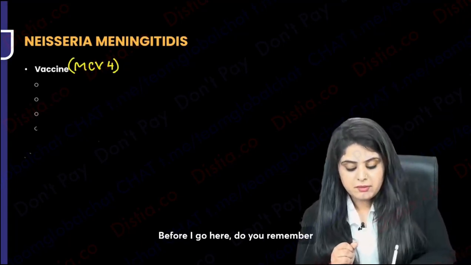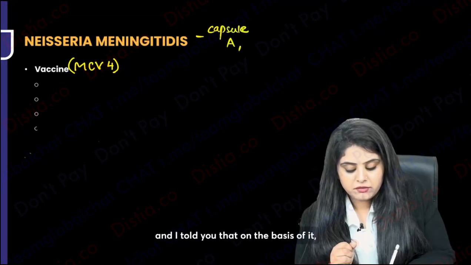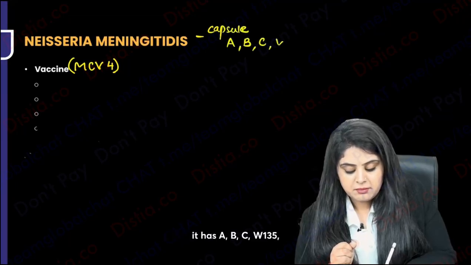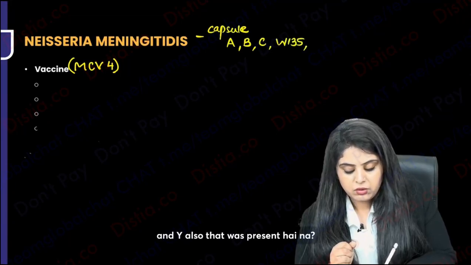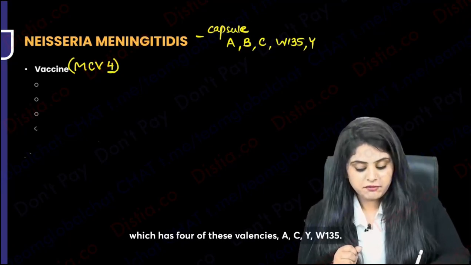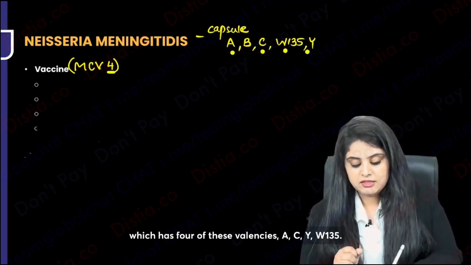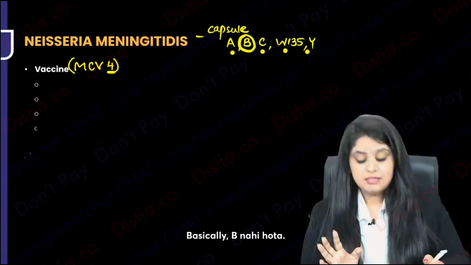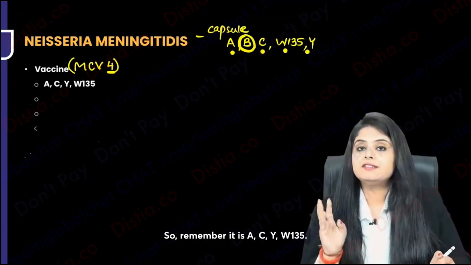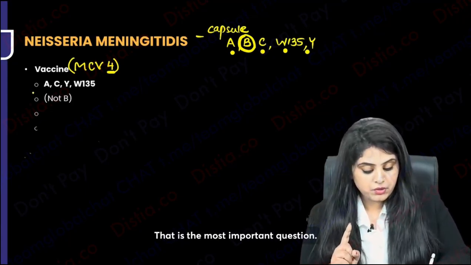Before I go here, do you remember it had a capsular polysaccharide? And I told you that on the basis of it, it has A, B, C, W135 and Y that was present. Now I have a vaccine which has 4 of these valencies: ACYW135. Basically, B is not there. That is what you have to know. So remember, it is ACYW135. B is not there. That is the most important question.